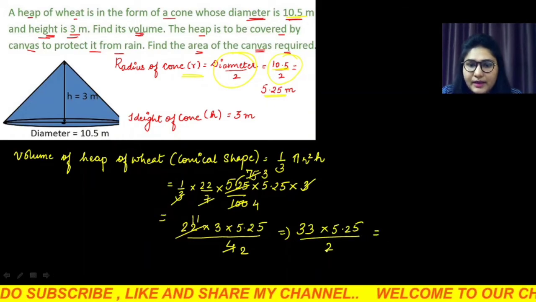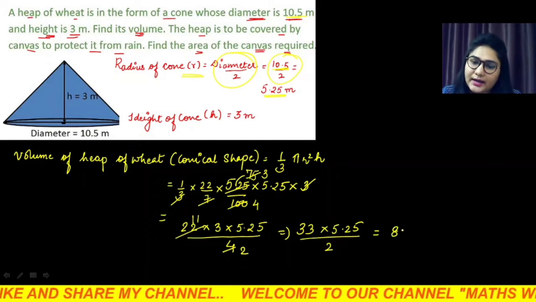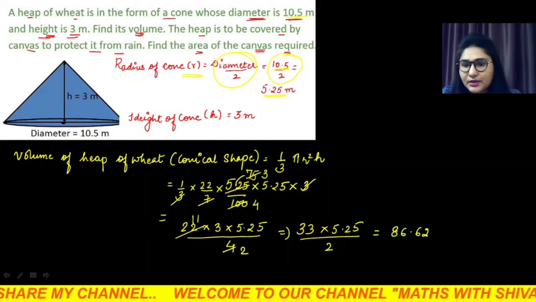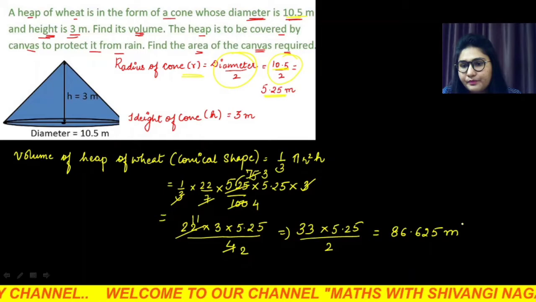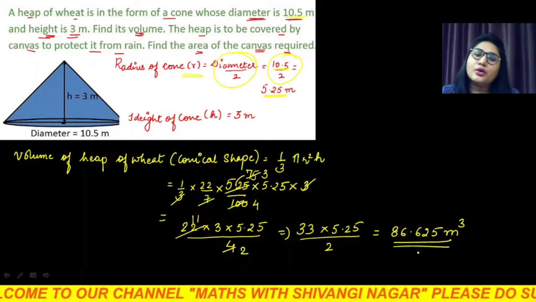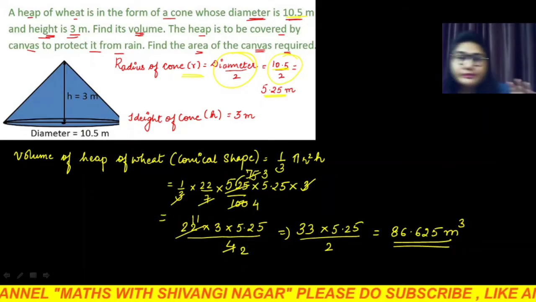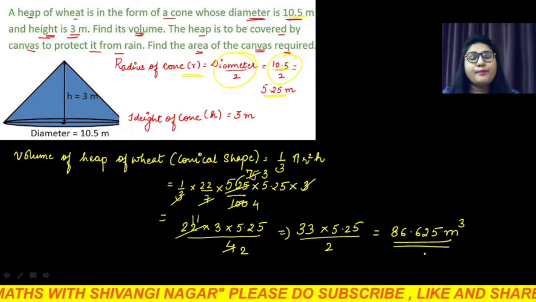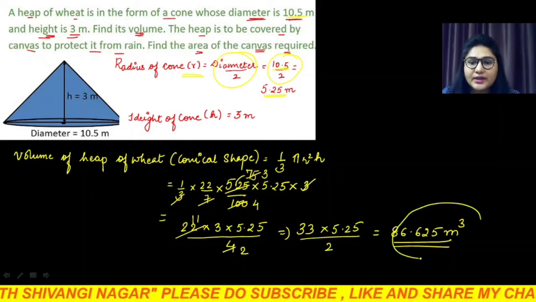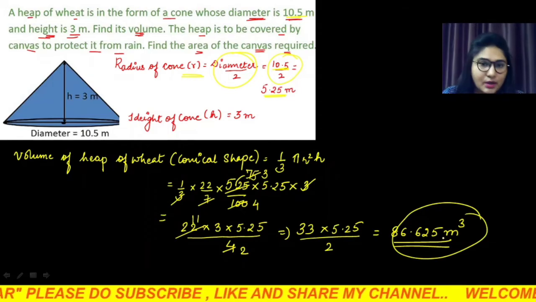When you are multiplying these two quantities and dividing by 2, what you are getting is 86.625 meter cube. Since we are calculating the volume here, the unit should be in the cube. So this is the required volume of this heap of wheat. Now next what we have to find out? We have to find out the area of the canvas required.